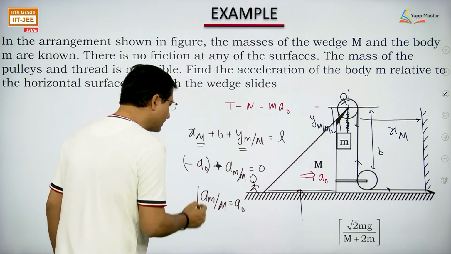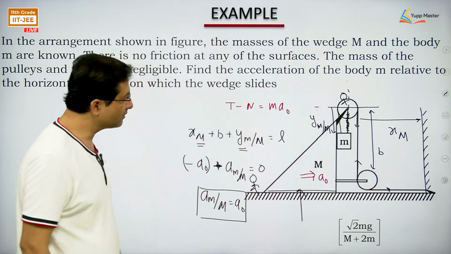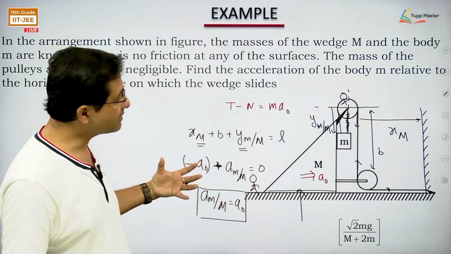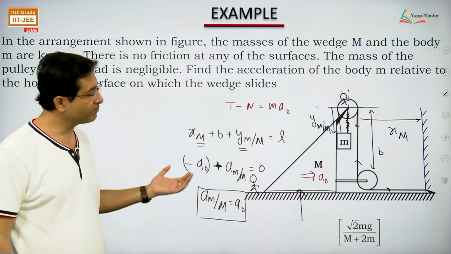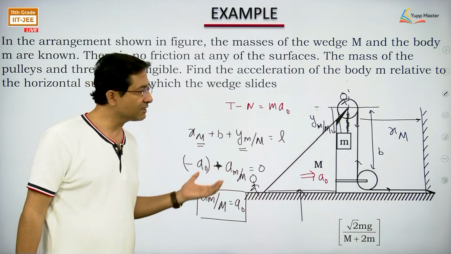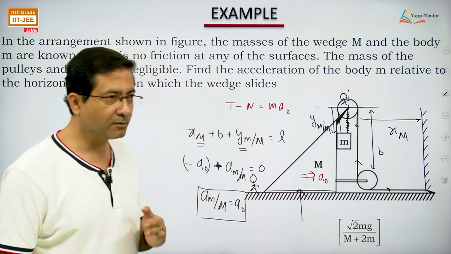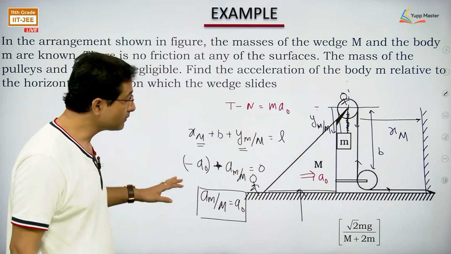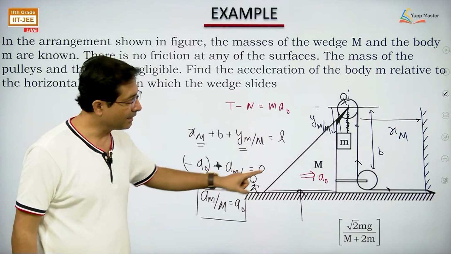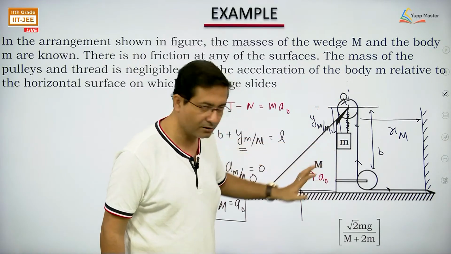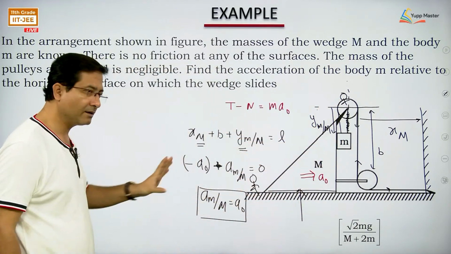So we have already discussed how to relate acceleration using constraint. Those who haven't attended those classes, just go through those classes. I discuss each and everything in detail, how to establish the relation between accelerations, right? So the acceleration of this block with respect to pulley will be in the downward direction, a naught, right? From here we can conclude that.